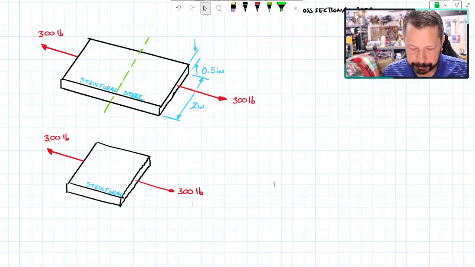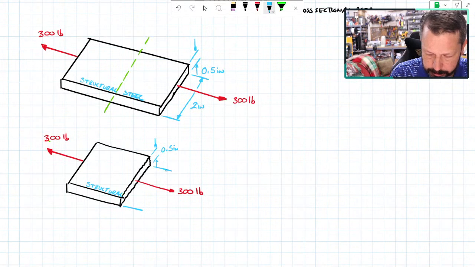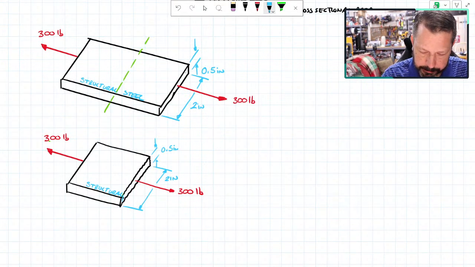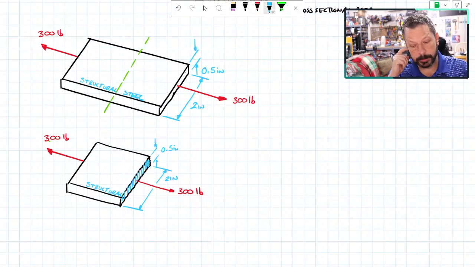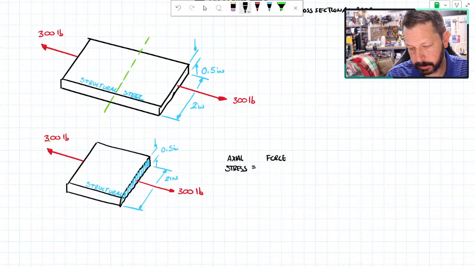All right. It wouldn't hurt for us to put our dimensions on here just so that we have them. They're right up above there, but it doesn't hurt to go ahead and put them on here too. This surface here, that's our cross-sectional area that the internal force of 300 pounds is applied to. And our stress equation, I'm going to put axial stress up here, is internal force divided by cross-sectional area that it's applied to.